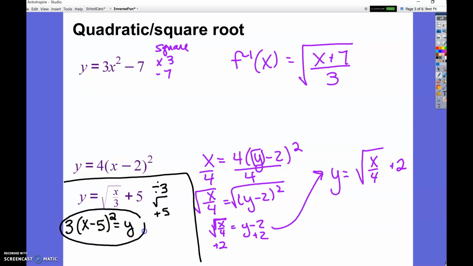Again, we could always plug in a number for x and see what the output is. So try 3. 3 divided by 3 is 1. Square rooted is 1, plus 5 is 6. If I put 6 in here, 6 minus 5 is 1. Squared is 1, times 3 is 3. It does check out. That's a couple quadratics for you.